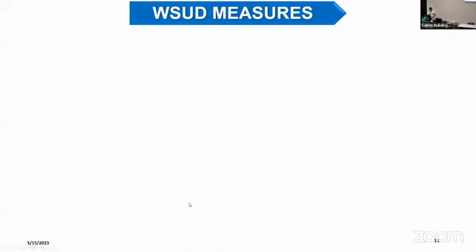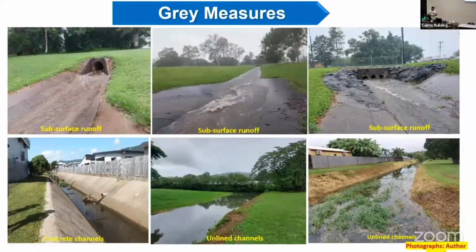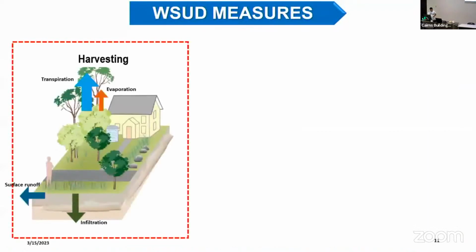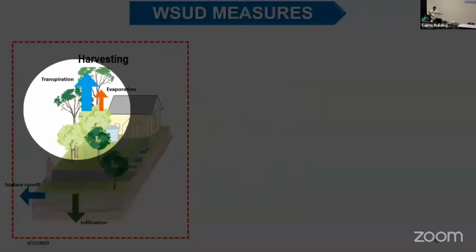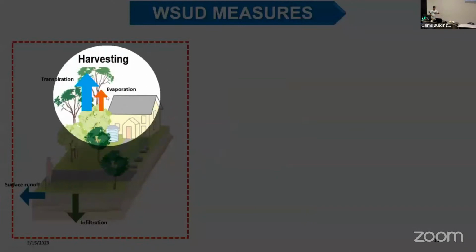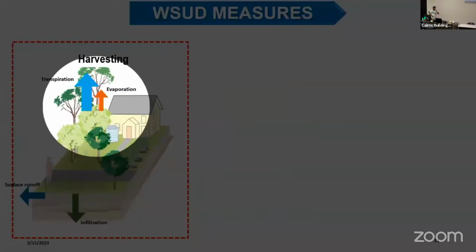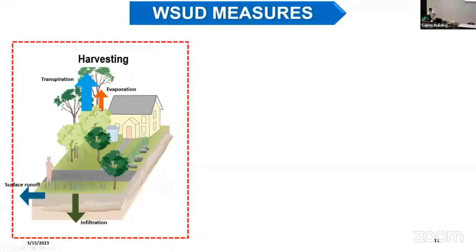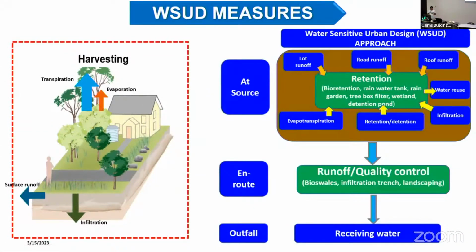So if that's the case with the gray measures, then what we try to do with water sensitive measures, when we implement water sensitive design in our urban area, is focus on harvesting that runoff as much as possible, and that could be at our household or at our roadside, because we can implement those techniques from small scale to larger scale.